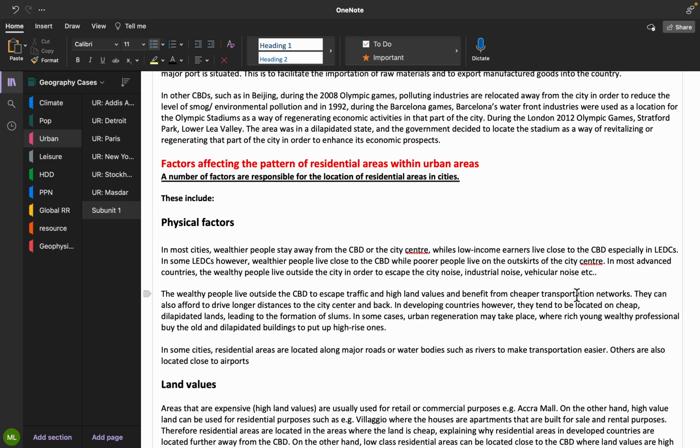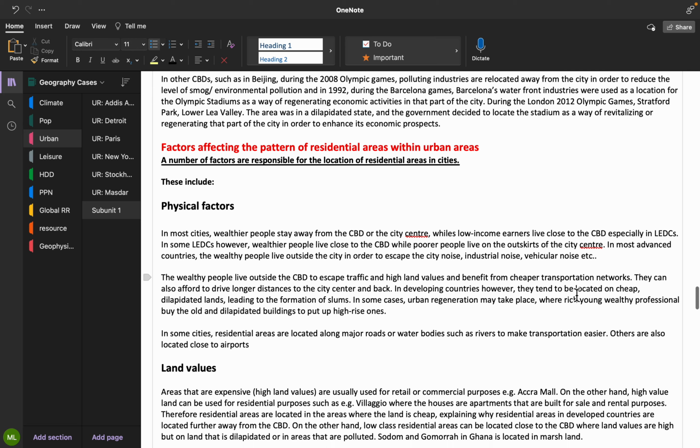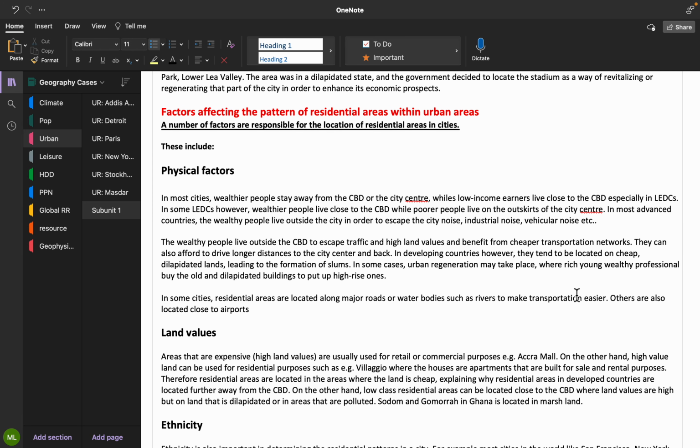Okay. Now let's look at the factors affecting the pattern of residential areas within urban areas. So a number of factors are responsible for the location of residential areas in cities. So the first one is a physical factor. So in most cities, wealthier people stay away from the CBD or the city center, while low-income earners live close to the CBD, especially in LEDCs.